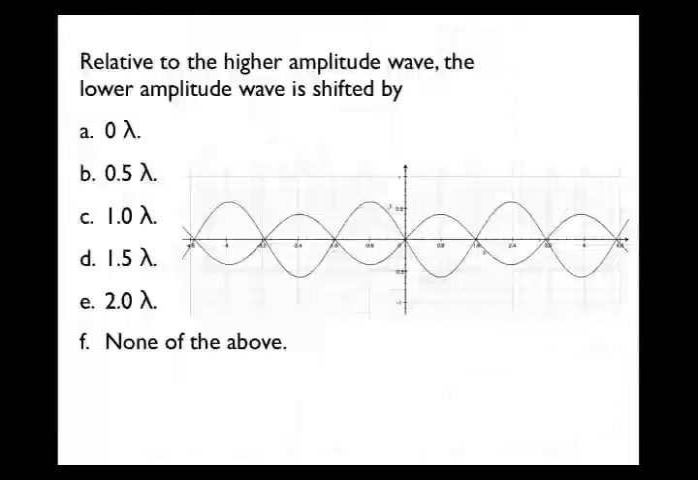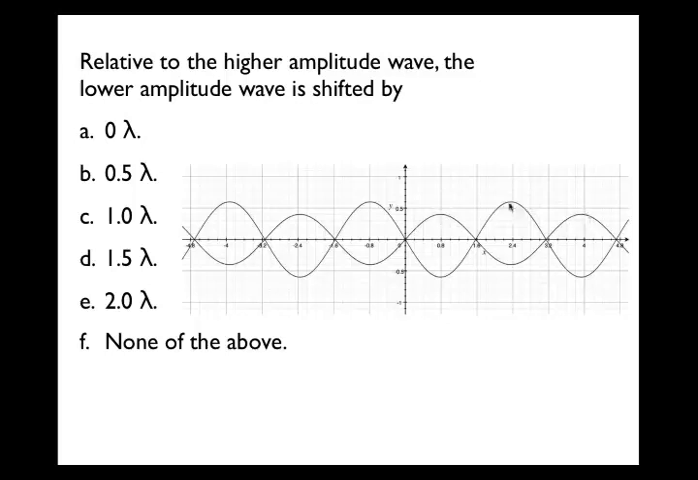Relative to the higher amplitude wave, the lower amplitude wave is shifted by how much? Here's where this concept of phase shift comes in. If I have a peak for the higher amplitude wave at about 2.4 on this, a little bit less, maybe 2.35 or something like that, then where's the lower amplitude wave? Well, the lower amplitude wave peak is back here at 0.8, or it's ahead here at nearly 4.